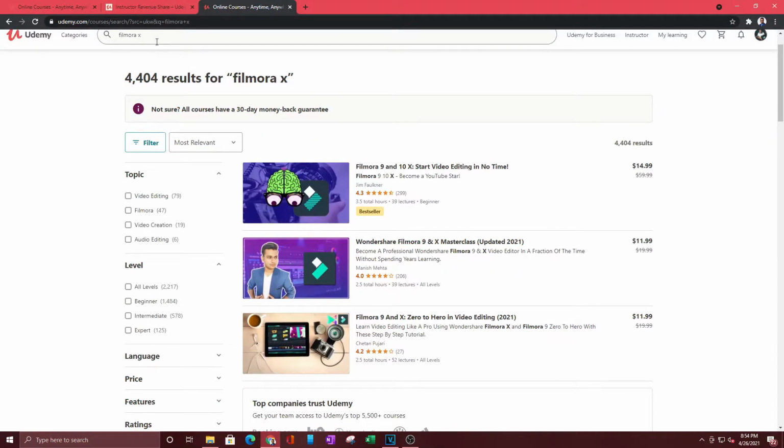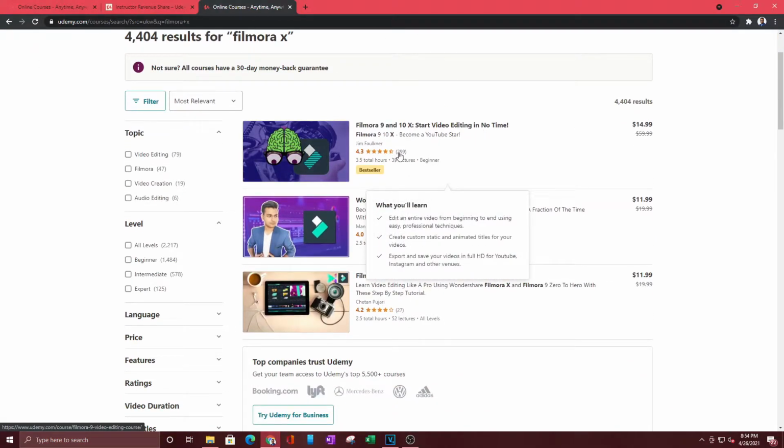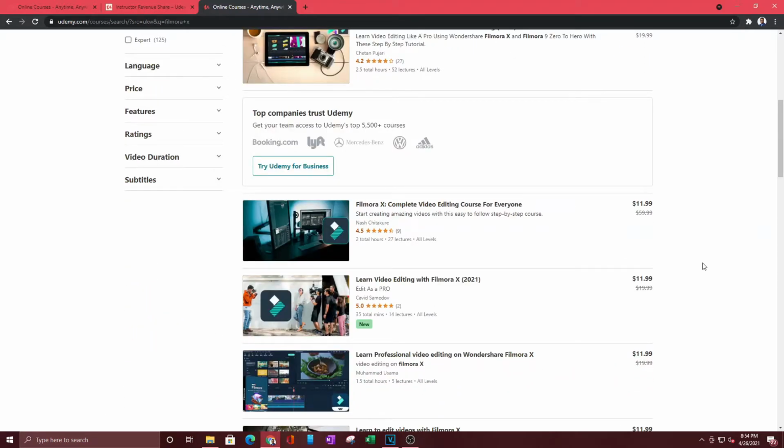So we just looked up the name of the editing program that I have my course on. You can see that there's somebody here that has about 299 ratings, which is number 1. But the great thing is that mine actually shows up on the main page. So this is my course right here, and you can see that the actual price is $59.99.